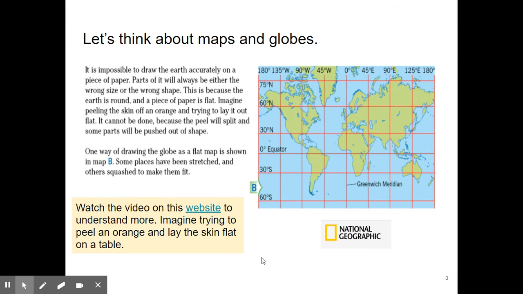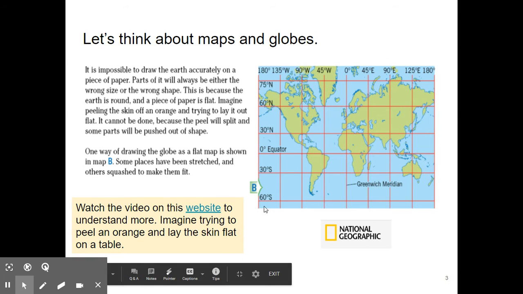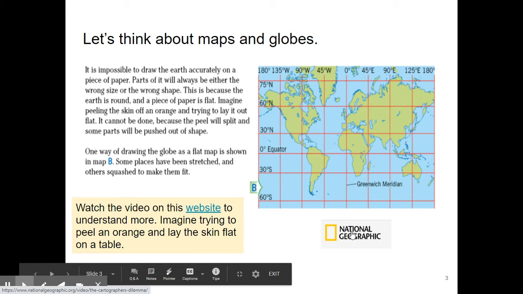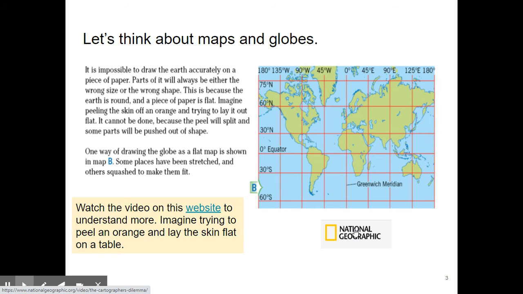If you don't understand what I'm talking about here, just imagine trying to peel an orange and to lay the skin of that orange out flat onto a table. It doesn't really work. And if you still don't know what I'm talking about, click on the link, and there's a guy on a video on this page who will actually show you himself trying to do that, and you'll probably get what he means.